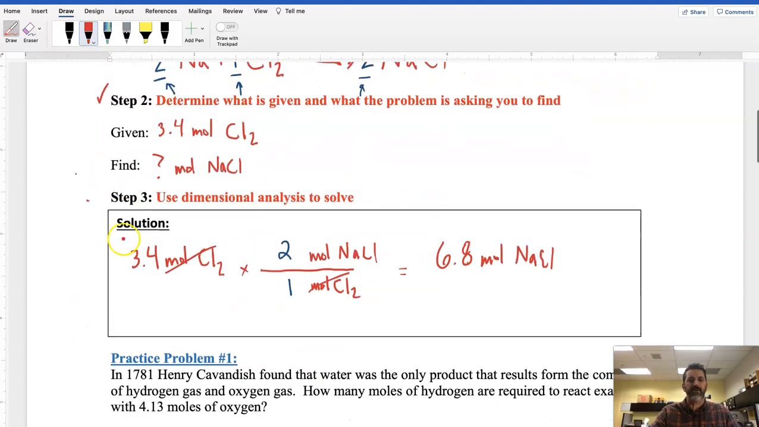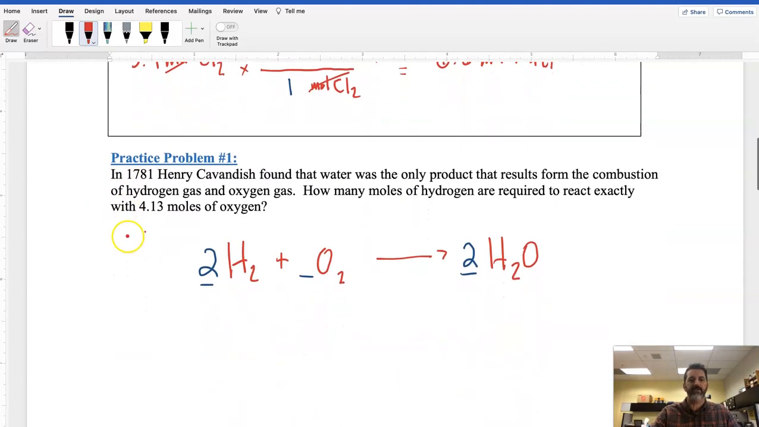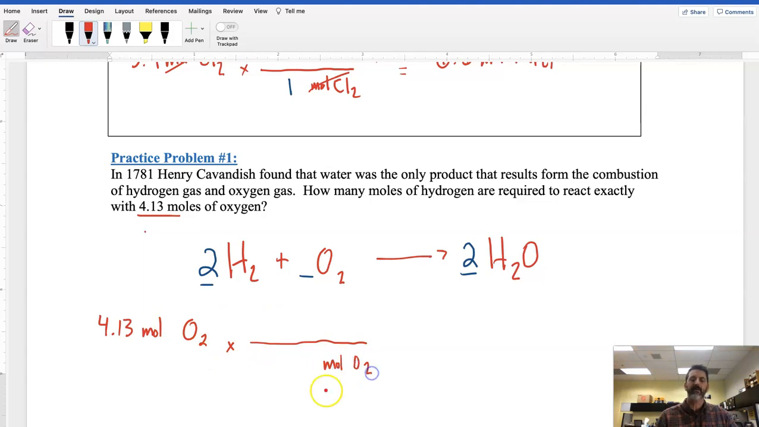Step 2, determine what is given and what I want to find. Given, there's only one number in the problem, so that must be where I am starting. That is my given. Moles of oxygen. Okay, now, without even reading any other part of the problem, I can set this up and I can put moles of O2 on the bottom because I know I need to cancel that out.